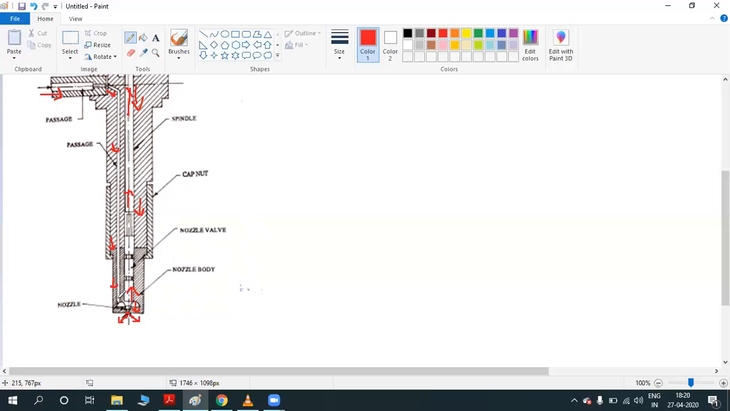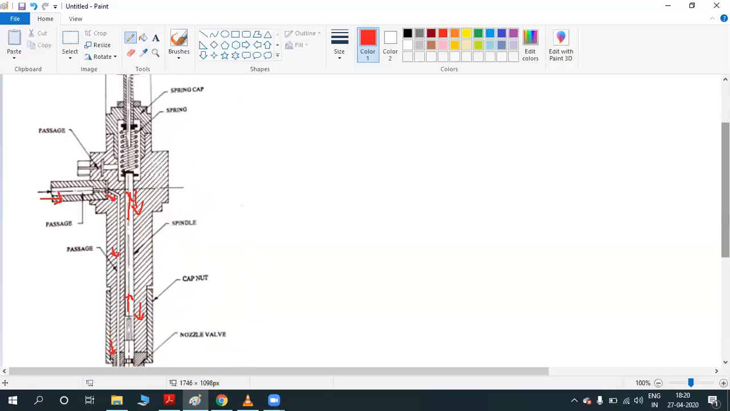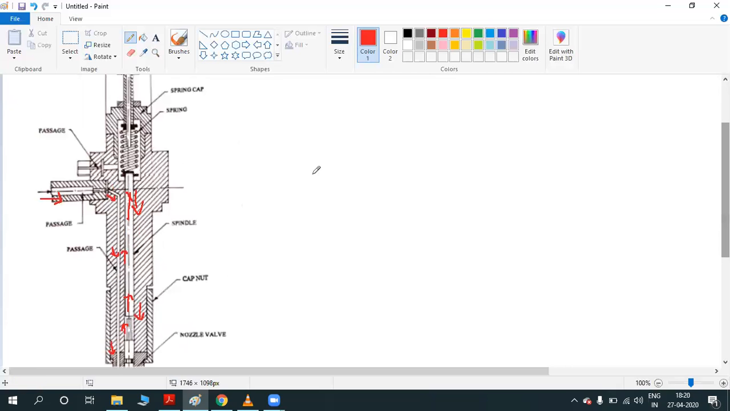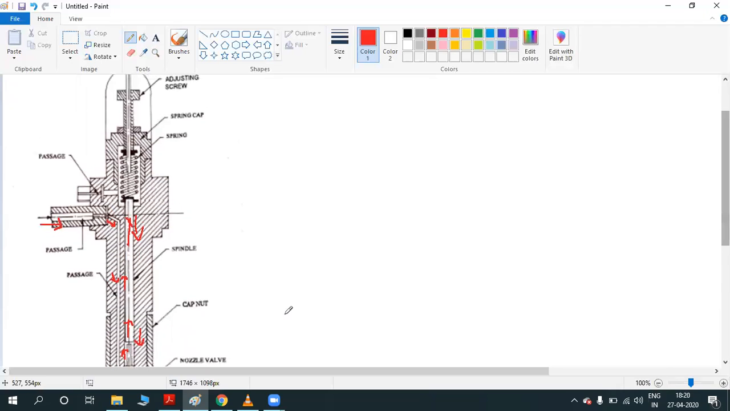Also, it can be marked over here. You can see there is another passage. This is the second passage. What happens? Sometimes some of the oil is let to pass in this direction, just surrounding the nozzle body, surrounding this valve, surrounding the spindle. Sorry, the fuel is allowed to pass upwards, and as the fuel is diesel, it can lubricate these different parts.